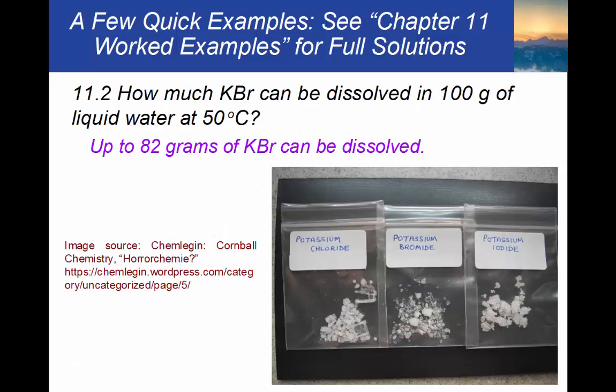So there you have it, 82 grams approximately of potassium bromide can be dissolved within 100 grams of liquid water at 50 degrees Celsius. This is again probably plus or minus 4 or so grams, so anywhere between maybe 78 grams and 86 grams would be expected at 50 degrees C in 100 grams of water.